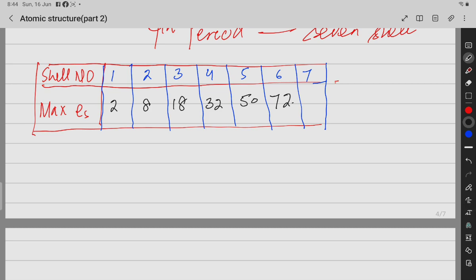We need to know only the first, second, third and fourth shells, because according to the O level syllabus we need to know the arrangement of electrons from the hydrogen atom till calcium.